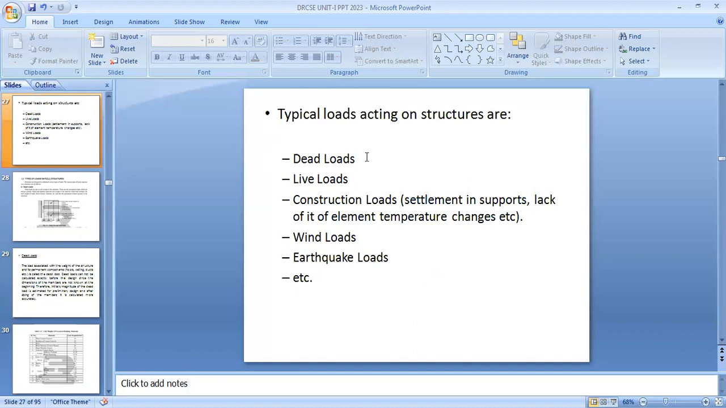So what is the dead load? Nothing but the self weight of the concrete. That means material weight, and moving weight. And there are construction load, settlement, temperature changes, etc. Wind load, water load, earthquake load, etc.